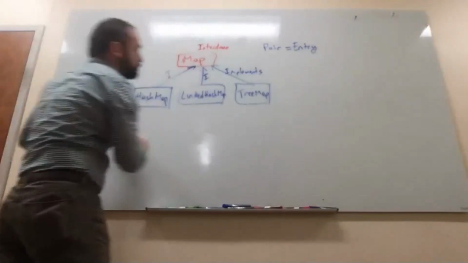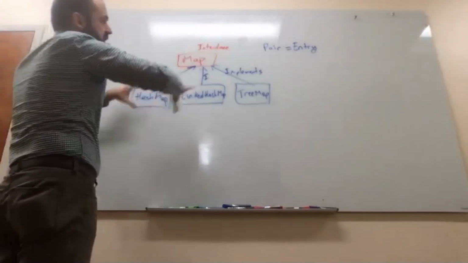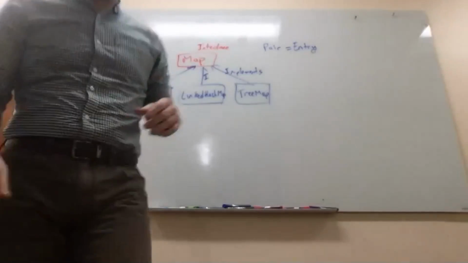We need to see the chart where we say that we have the map, which is an interface, and then we have different implementations of the map, and all of them store the objects in key value pairs, right?